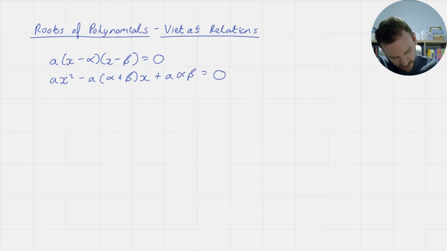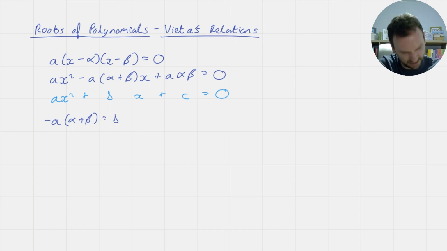What this means is if we have an equation in the form ax squared plus bx plus c equals 0, and we want to think about what the roots of that are, by comparing our coefficients, we've got the same number of x squared, so that's all fine, but we're going to need that negative a (alpha plus beta) is equal to b to get the coefficients of x the same. And we're also going to need that a times alpha beta is equal to c.